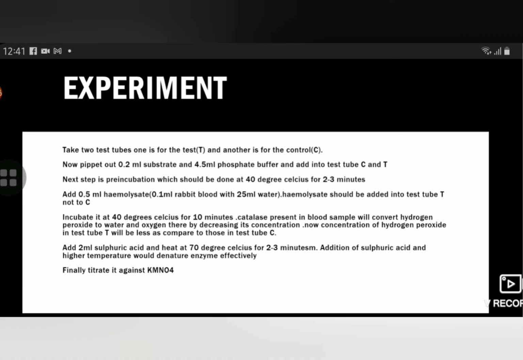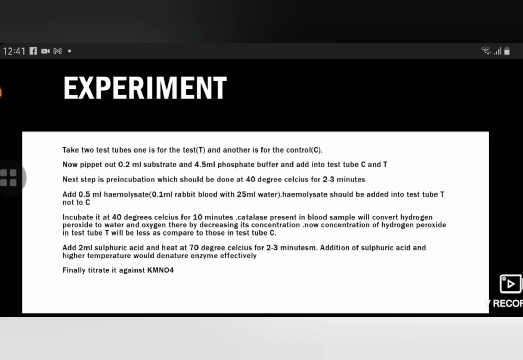Experiment: take two test tubes. One is for the test denoted by T and another is for the control denoted by C. Now pipette out 0.2 ml substrate and 4.5 ml phosphate buffer and add it into test tube T and C. Next step is pre-incubation, which should be done at 40 degrees Celsius for 2 to 3 minutes.